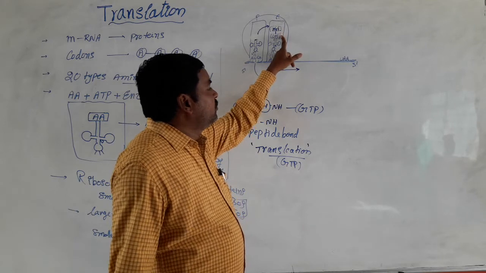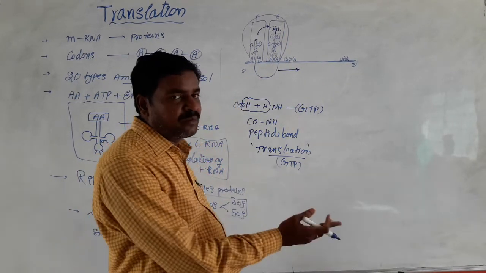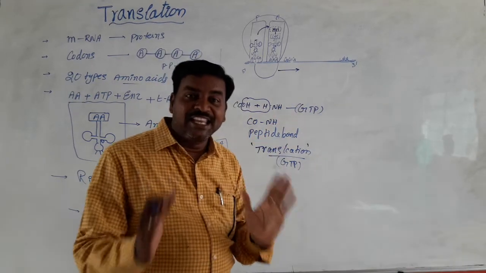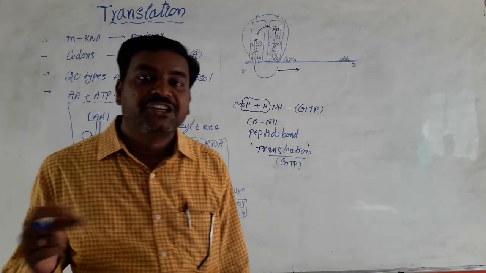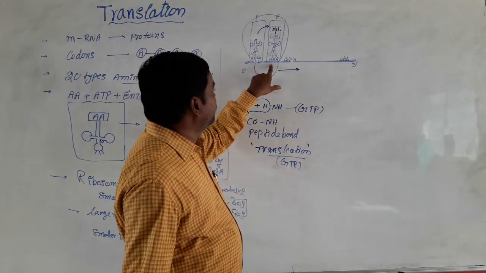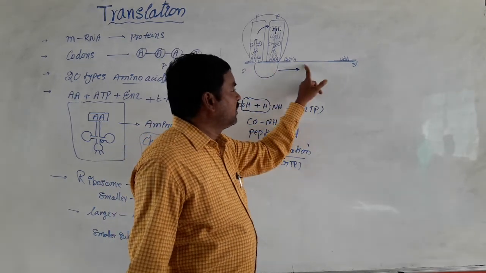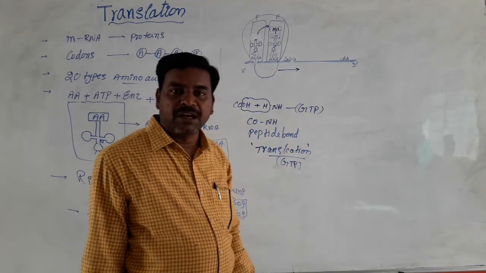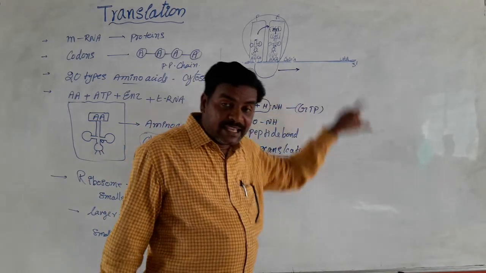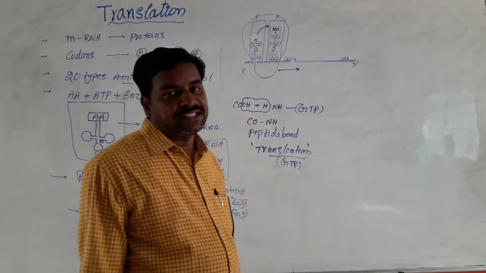The incoming of charged tRNAs into the A site and bond formation, and migration of the ribosome, all these three events take place continuously until one of the ending codons enters the ribosome. One by one, it decodes the genetic information of mRNA and continues until one stop codon enters the A site.